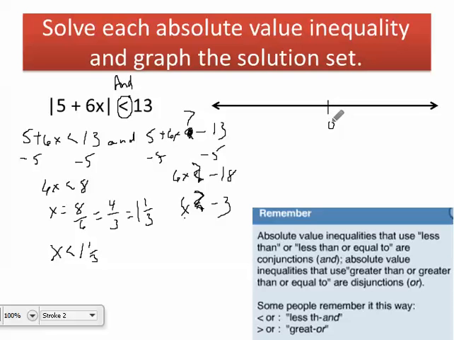So if I put my 0 right there, my negative 3 is out here. It's going to be an open circle around the negative 3. And I'm going to come out here and say, well, there's the positive 3 out here. There's the 2. There's the 1. 1 and 1/3 is going to be right in here. It's going to be an open circle around the 1 and 1/3. And it's going to be everything in between those two.